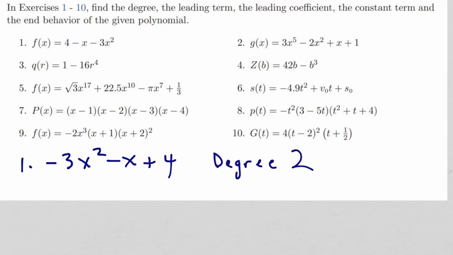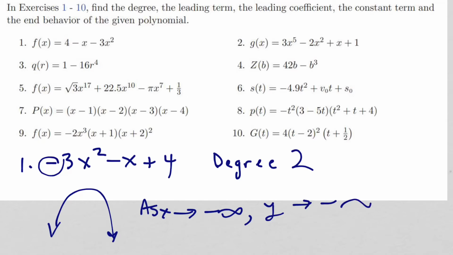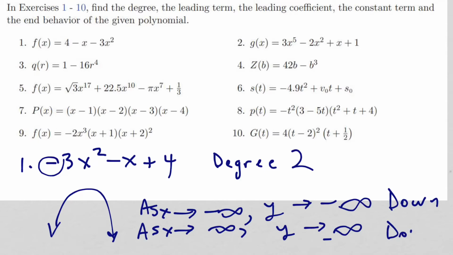All right, so that's a parabolic shape. If my coefficient is negative, that means it's going to be facing upside down. So this is a downward facing parabola. My end behavior, I would say, as x approaches negative infinity, y approaches negative infinity. So that's down on the left. On the right-hand side, as x approaches positive infinity, y approaches negative infinity. So we call this down, down behavior.